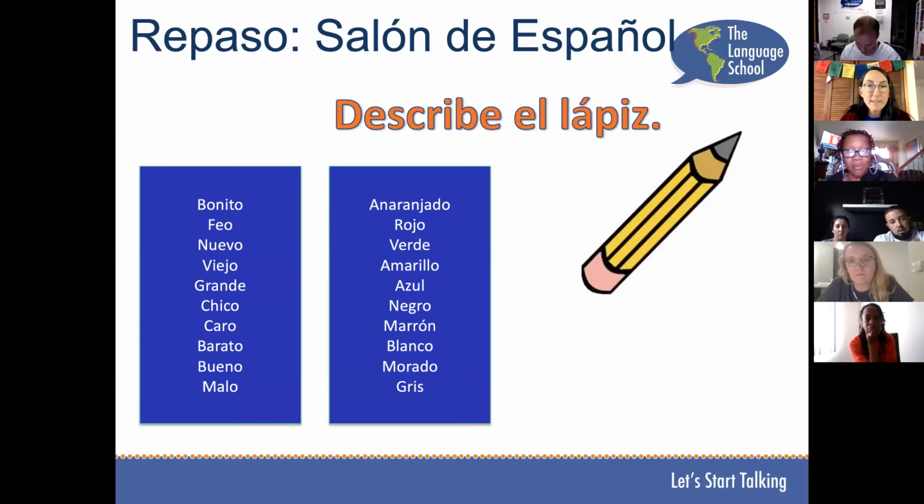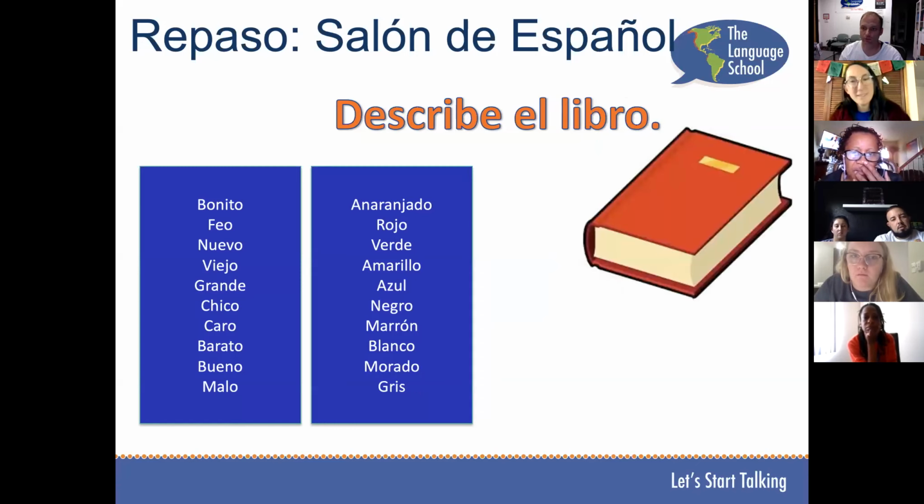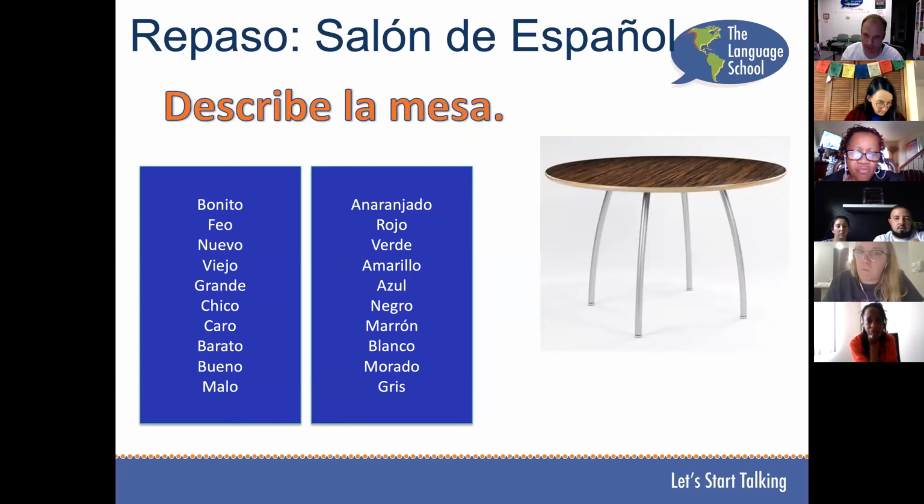El lápiz es chico y amarillo. Muy bien. Describe el libro, Kia. El libro es grande y rojo. Muy bien. Shelby, describe la mesa.